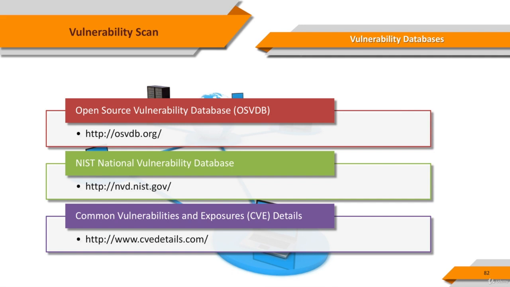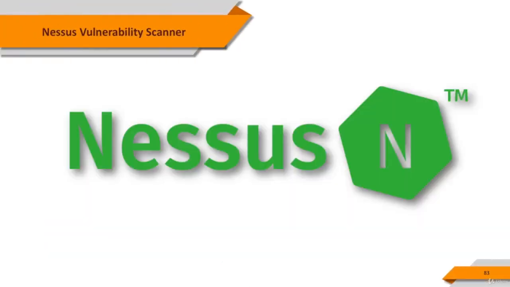CVEdetails.com is a free CVE security vulnerability database information source. You can view CVE vulnerability details, exploits, references, Metasploit modules, a full list of vulnerable products, and CVSS score reports, and vulnerability trends over time. CVE, Common Vulnerabilities and Exposures, is the system that provides a reference method for publicly known information security vulnerabilities and exposures. So let's have a look at Nessus.